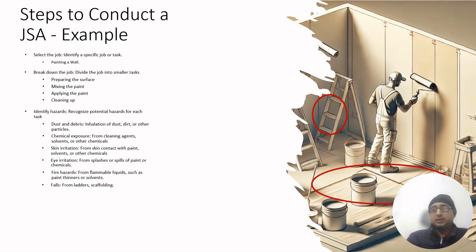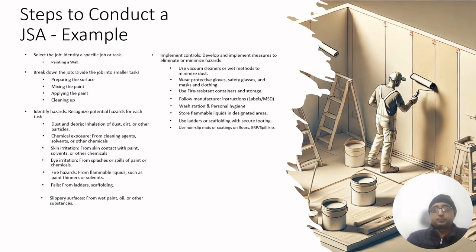Similarly, if you are using ladders and scaffolds, there is a fall hazard. You can fall from them, or even the material can fall from them. Similarly, you are dealing with liquids, so maybe your surface is slippery. So slip hazard is also there. So now we have identified the hazards. Now we have to implement the control measures. Let's see how we implement them.